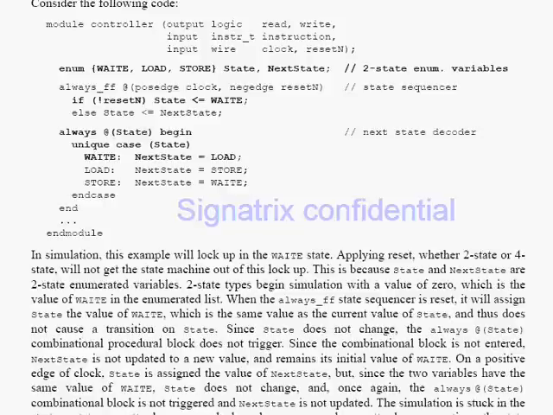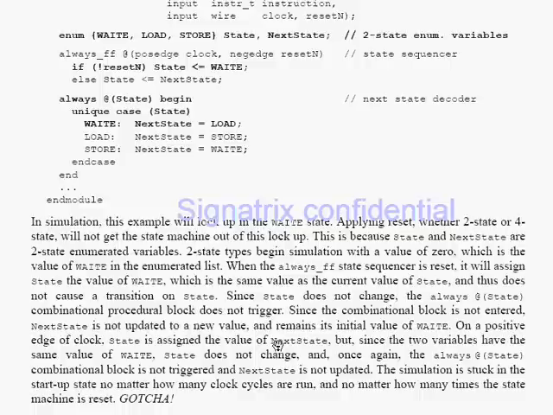Okay, so this is the disadvantage of two-state variables, so we should keep this in mind. That is what they are trying to say. See, when always_ff state sequence is reset, it will assign the state the value of wait, which is the same value as the current value of the state. Thus it does not cause a transition on the state, but this block is waiting for a transition, so it will not execute. Since state does not change, the always_comb state combination procedural block does not get triggered, and since the combination block is not entered, next state is not updated, so there is no change in next state also. So this is a deadlock.